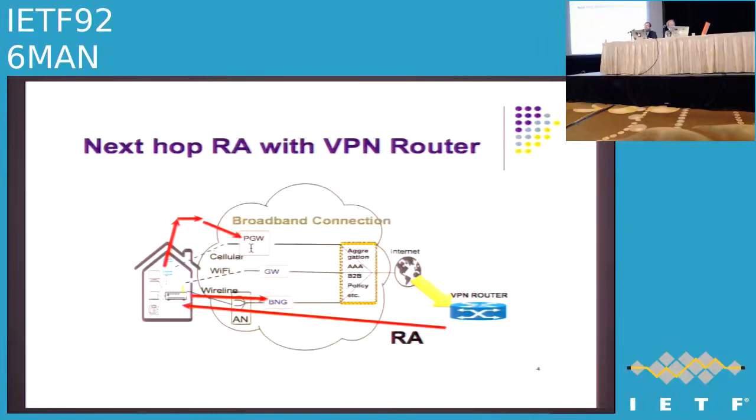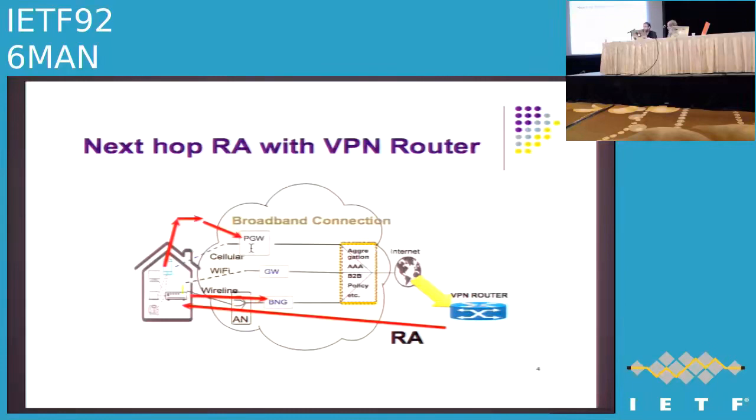So here the scenario is the VPN router sends a router advertisement with next hop addresses of, for example, on the wireline interface, the BNG, and then on the Wi-Fi interface, the gateway. Actually, Wi-Fi used to go over the BNG, but now, because of the access controller and so many Wi-Fi access points, the operators are separating the architecture, separating the control from the BNG. So they have another gateway. This is, by the way, from the BBF, Broadband Forum, which is in charge of these home network architectures. So Wi-Fi over a gateway, and then cellular over the P-gateway.